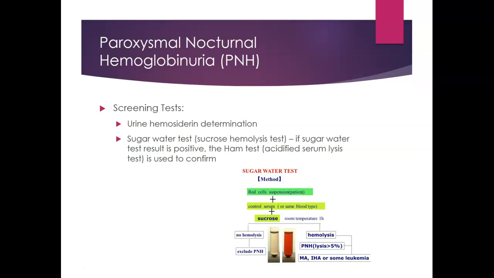The screening test for this is either the urine hemosiderin determination using the Prussian blue or the sugar water test, which we call the sucrose hemolysis test. If the sugar water test is positive, the Ham test, which is an acidified serum lysis test, is used to confirm. Okay, so we would take the red cells and subject them to sugar water. If that doesn't work, we move on to what's called the Ham test. So you don't have to know the details of those tests, just know sugar water and Ham go with paroxysmal nocturnal hemoglobinuria. And that concludes chapter 24.